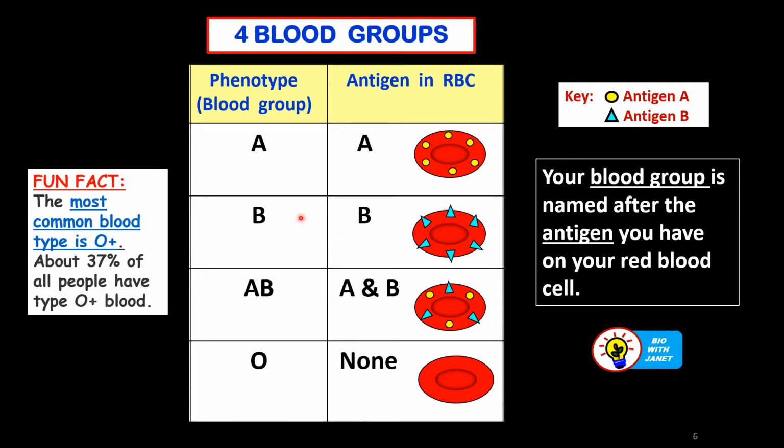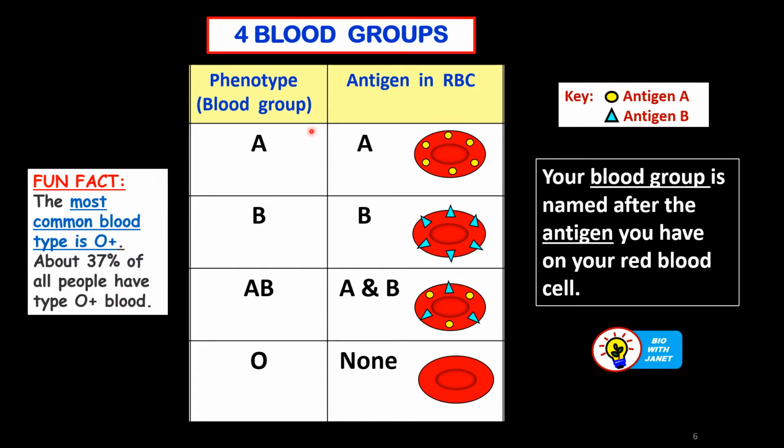If you have blood group B, you have antigen B on the surface of your red blood cells. If you belong to blood group AB, it means that you have both antigen A and antigen B in your red blood cells. And if you belong to blood group O, you have none of the antigens A or B on the red blood cells. The O is like a 0 or kosong, empty in that case.